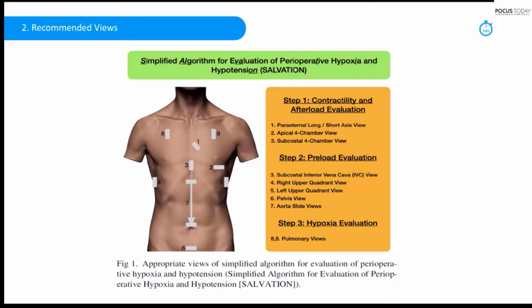The views described include the standard 5 POCUS cardiac views. The additional views include the left and right upper quadrants, aortic slide view and pelvis view. Finally, the lung windows are assessed. Let's have a look at the POCUS cardiac views first.